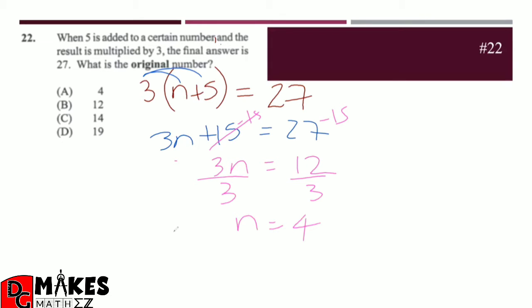And you can always check your answer. So when 5 is added to a certain number, 4, that's 9. The result is multiplied by 3, that's 27. So we know we are correct.